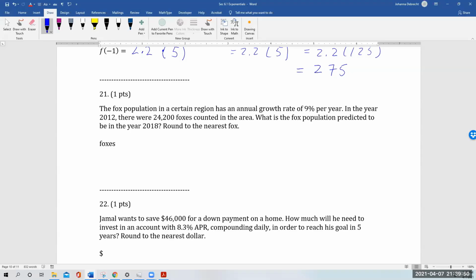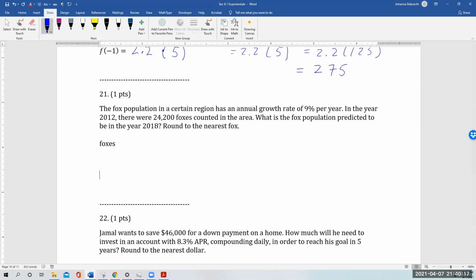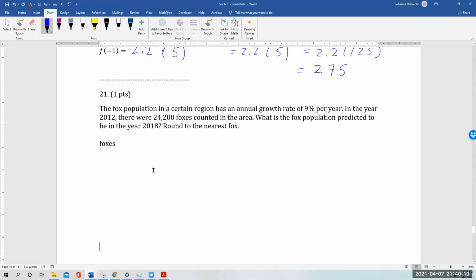Let's take a look at this word problem. The fox population in a certain region has an annual growth rate of 9% per year. In the year 2012, there were 24,200 foxes counted in the area. What is the fox population predicted to be in the year 2018? Round to the nearest fox. Now what we want to do is add some space because we're going to need a lot more space than what I've got right there.